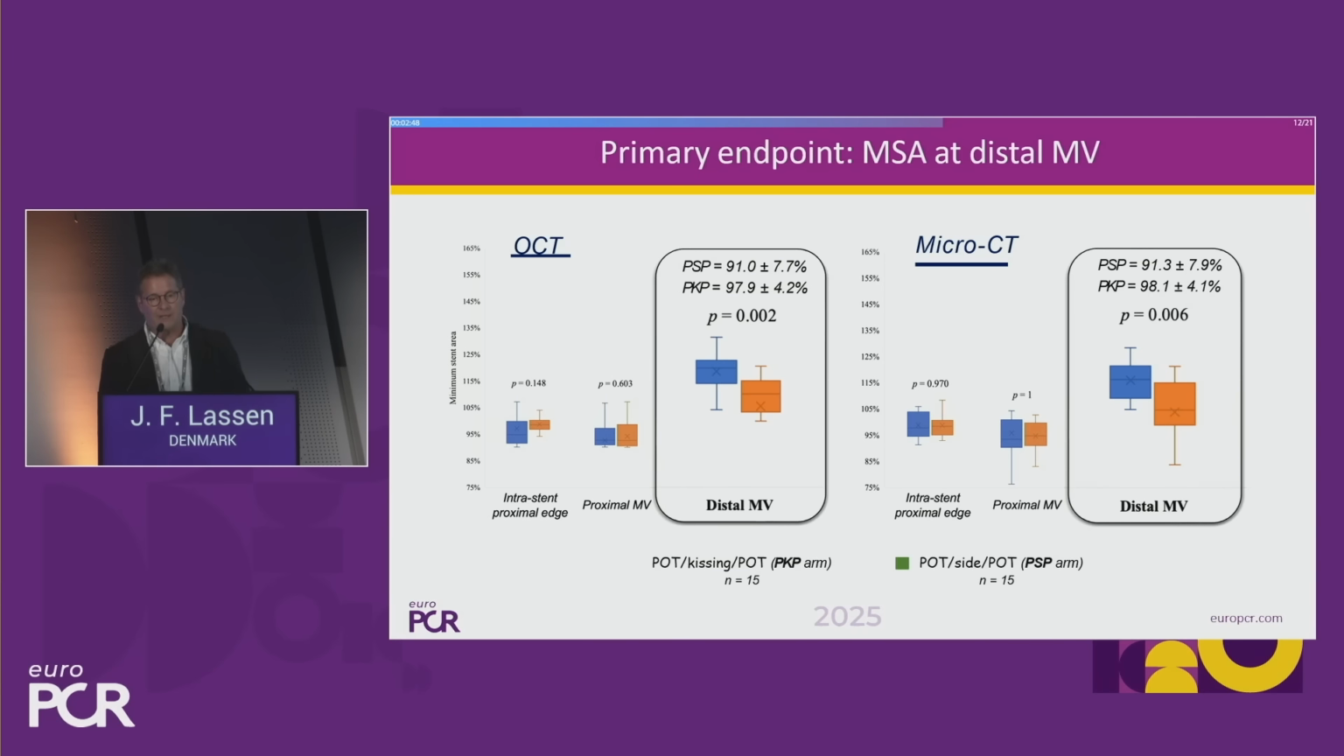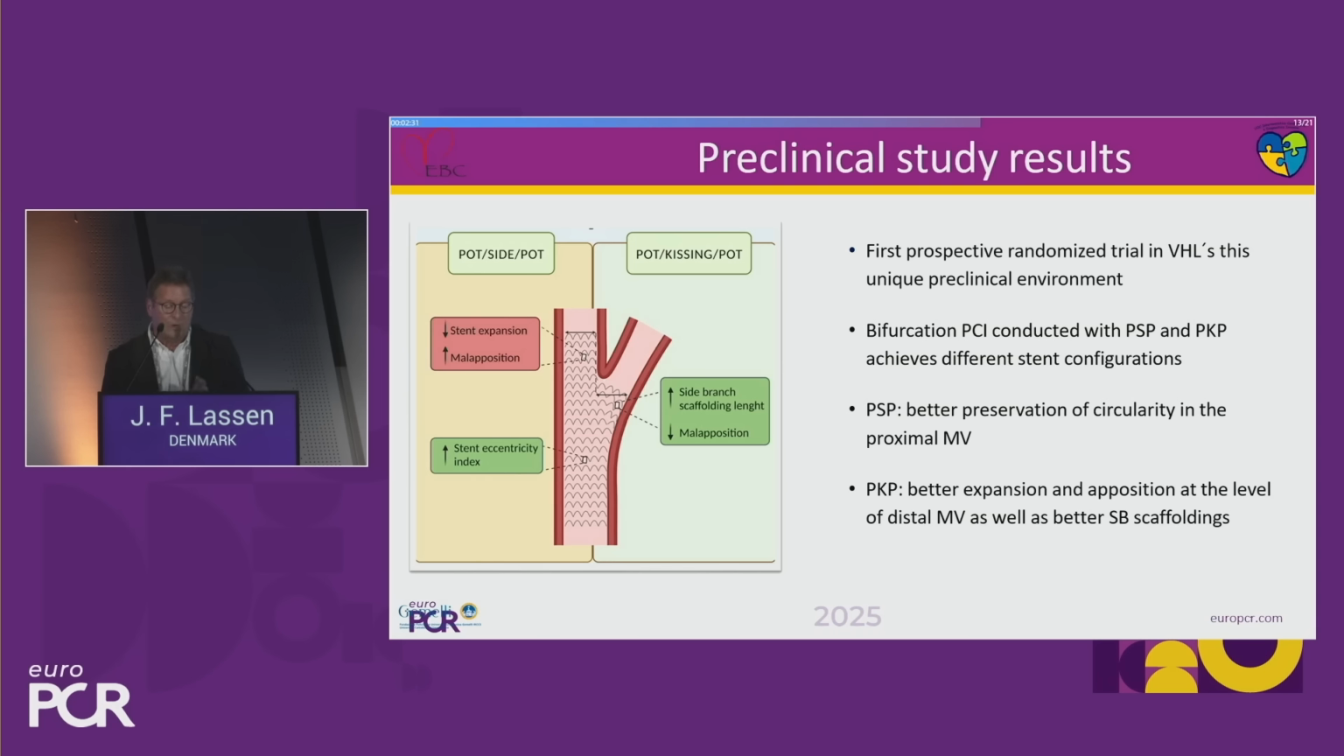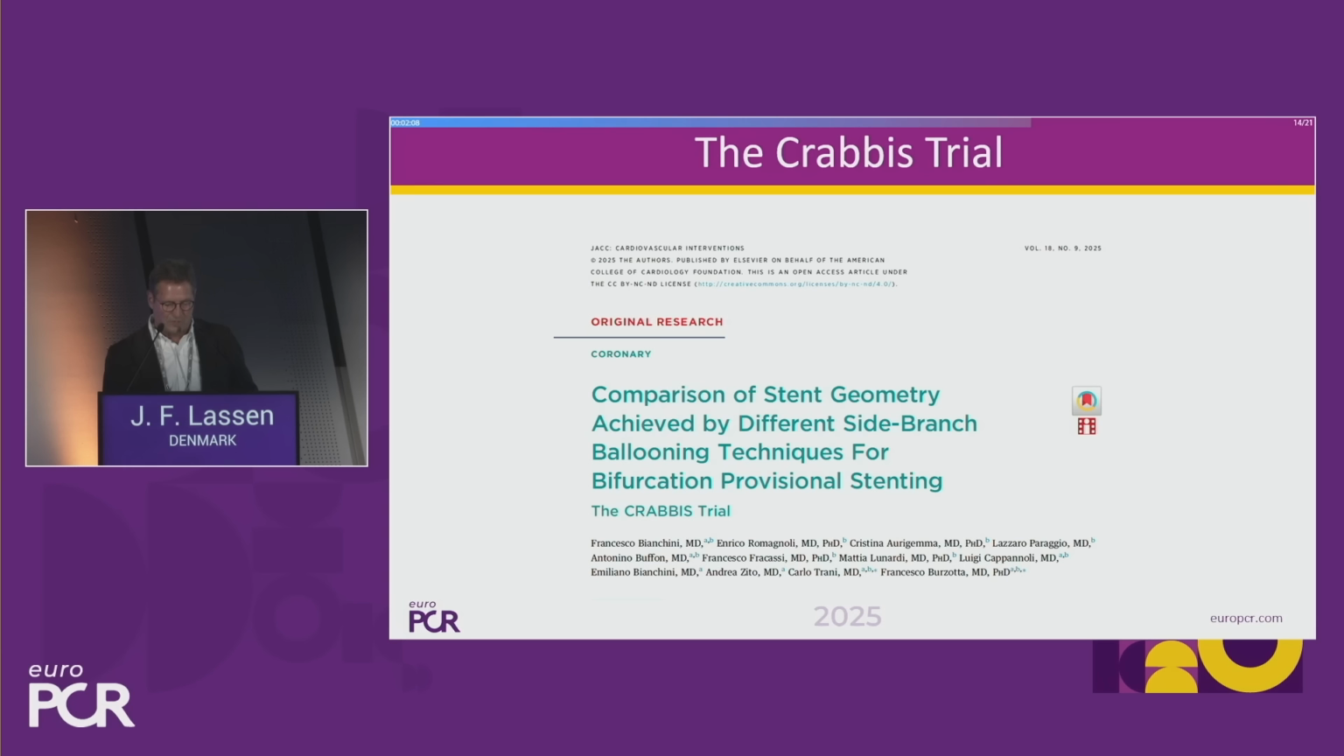And in fact, the animal lab and the bench test lab were a little bit conflicting. So there were some issues, very good with the POT-side-POT, but others with the POT-kiss-POT. So the conclusions from the clinical study were that there was a better preservation of the circularity in the proximal main vessel with POT-side-POT, but POT-kiss-POT got a better expansion and apposition at the level of the distal main vessel, as well as a better side branch scaffolding. And it is actually the side branch scaffolding that is appealing when you do provisional stenting.